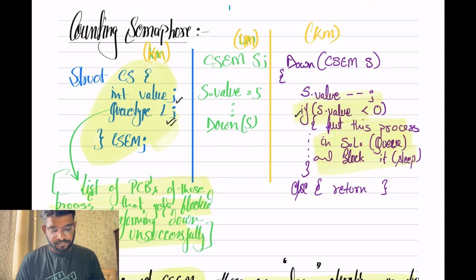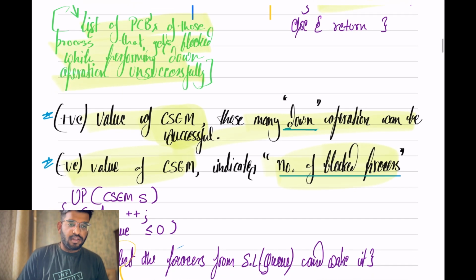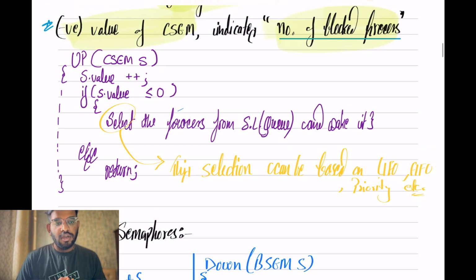The structure of counting semaphore variable looks like this. It contains an integer value and a Q type. Q type is basically the list of PCBs of those processes that get blocked while performing the down operation unsuccessfully. So what is a Q type? Basically, it contains the list of PCBs that get blocked while doing the down operation.